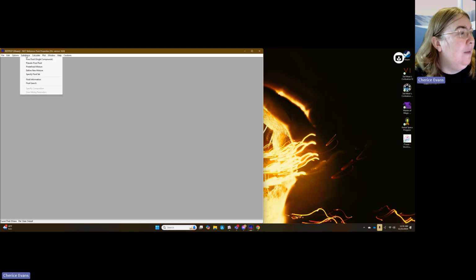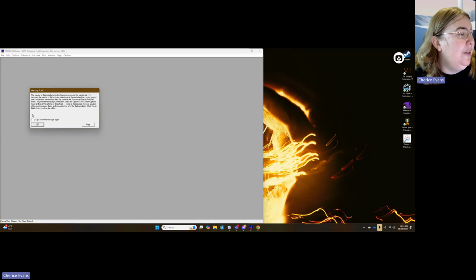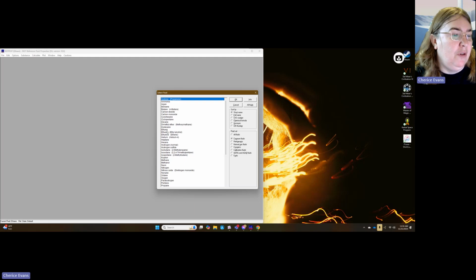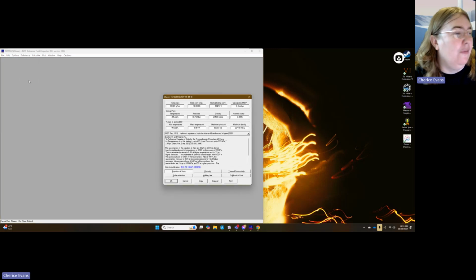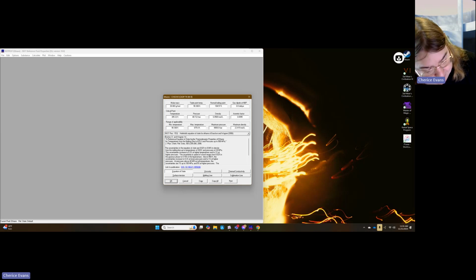So the very first thing I'm going to do is select my fluid. And the fluid I'm going to select is ethane for me. And then I'm going to look at the information. And I'm going to note what the triple point temperature is. And these are things that you should write in your notebook because you will be referring back to them.